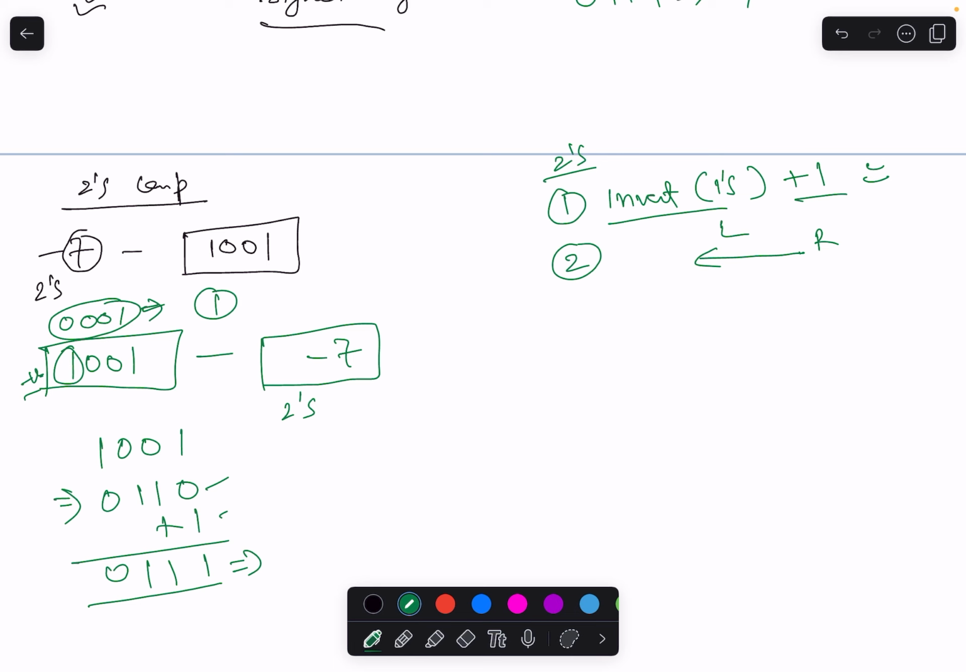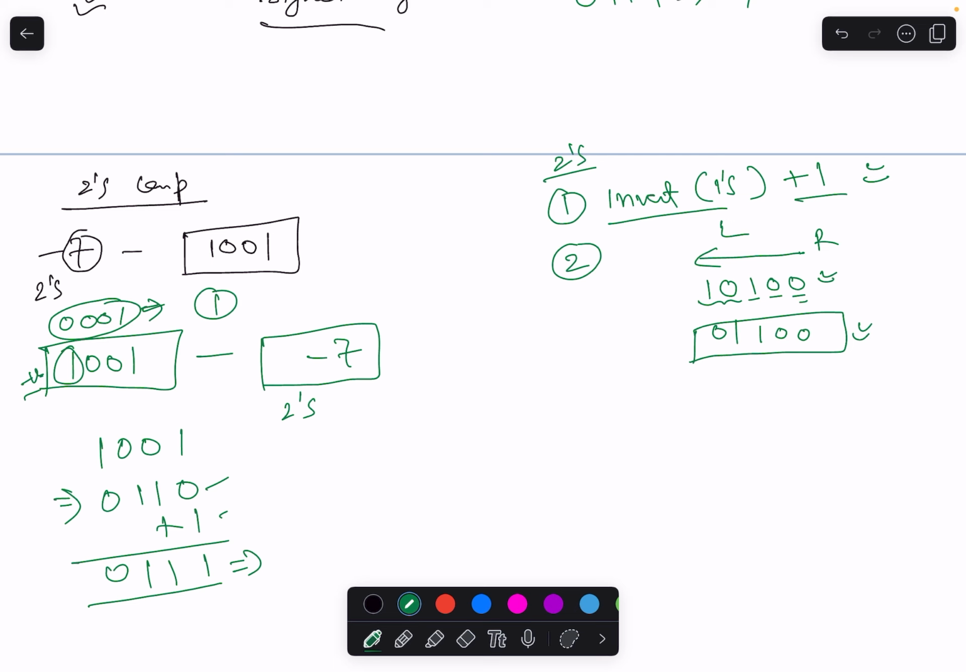Suppose the number is given as 1 0 1 0 0. How will we find the two's complement of this number directly? What we will do is go from right to left. If we get any number of zeros, we write the zeros as they are. When we get the first one, we write this one here, and after this first one, whatever bits we get, we invert them. So for this number, the two's complement will be this one. This is how we can find the two's complement directly.